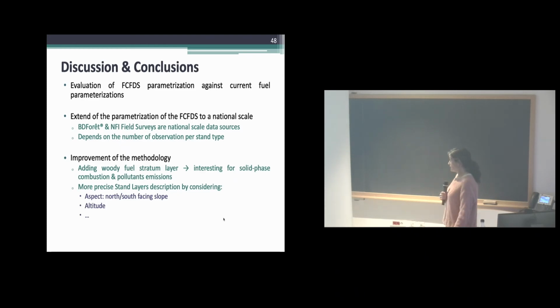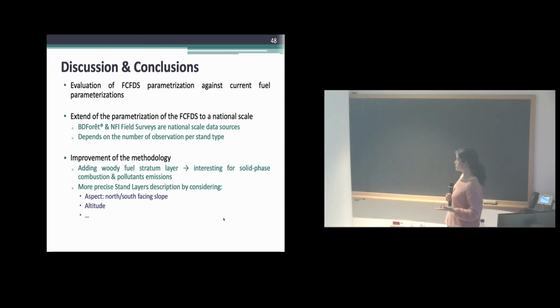So it's ongoing work, the evaluation of this parametrization against current field parametrizations for the radar model. The connection of all this data to what's needed for the radar model has been done, and we are just trying to evaluate how good this detailed description is. Of course, another issue is, can we extend these methodologies to a national scale or even beyond?